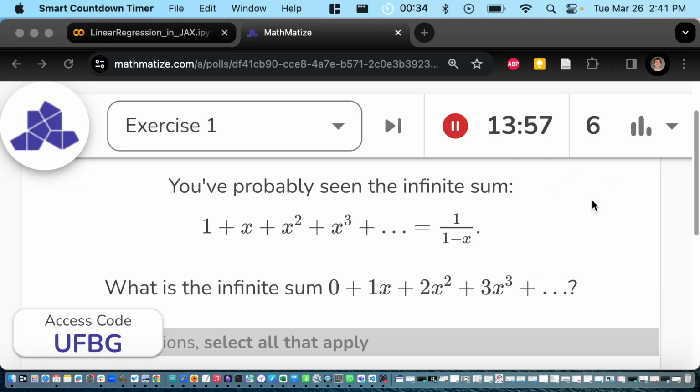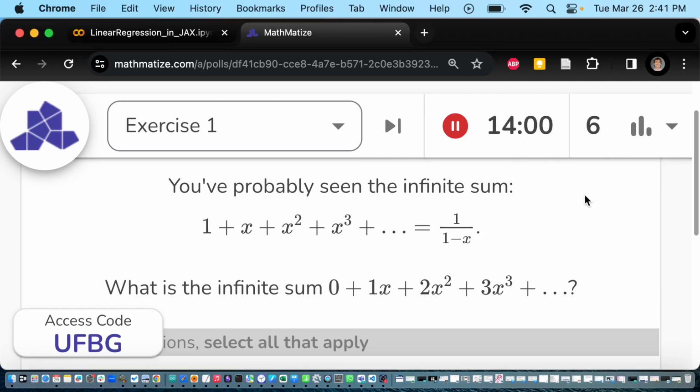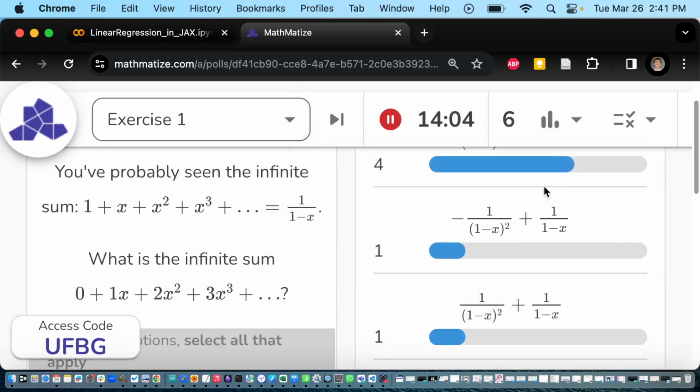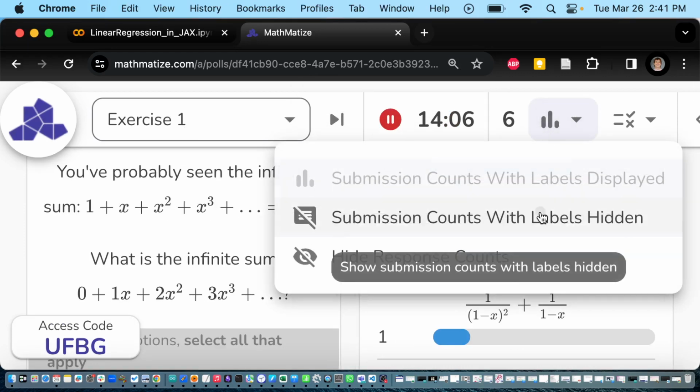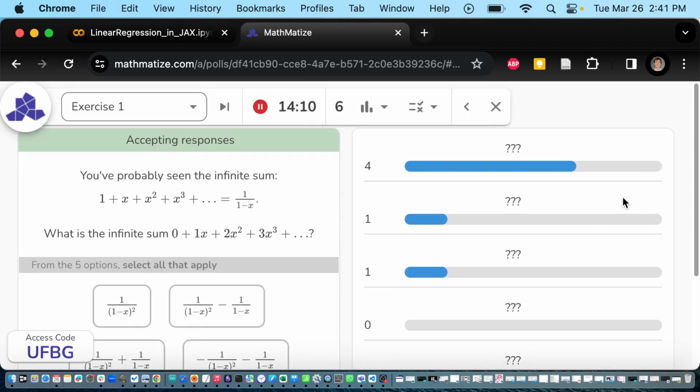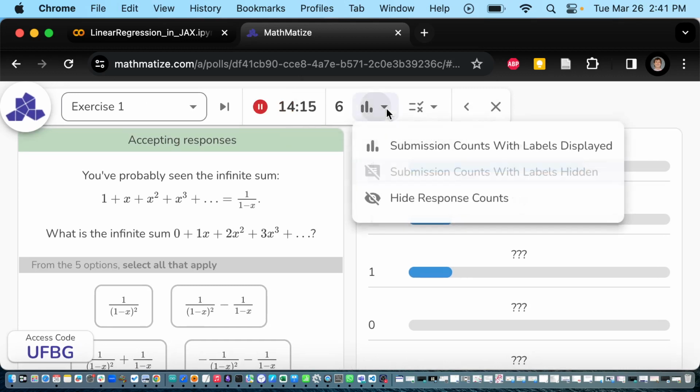Let's take a look at what you guys said, and let me try to zoom out here. Yeah, with labels displayed. You know, I've never tried this. Let's try. What does this do? Oh, this is pretty cool. Oh, what a great feature. So 4 people voted for something. I love that.